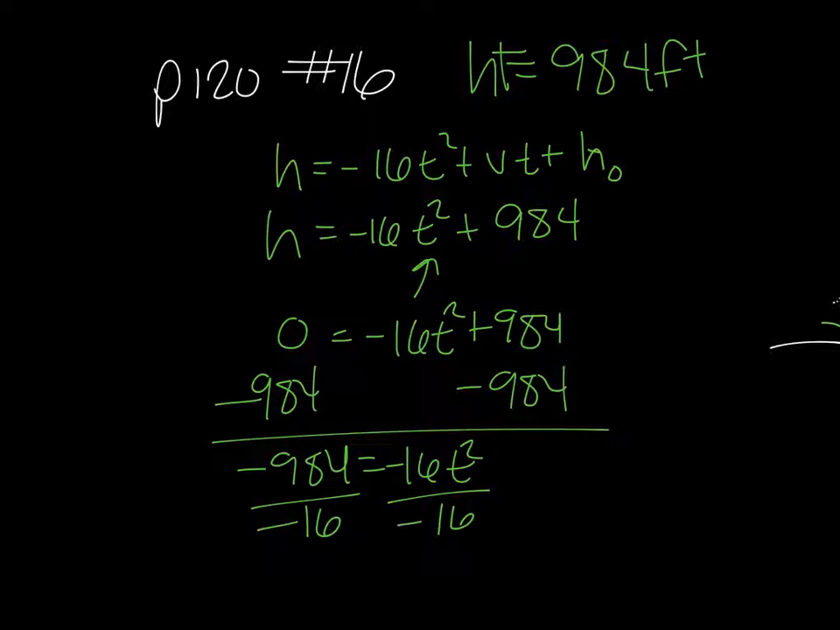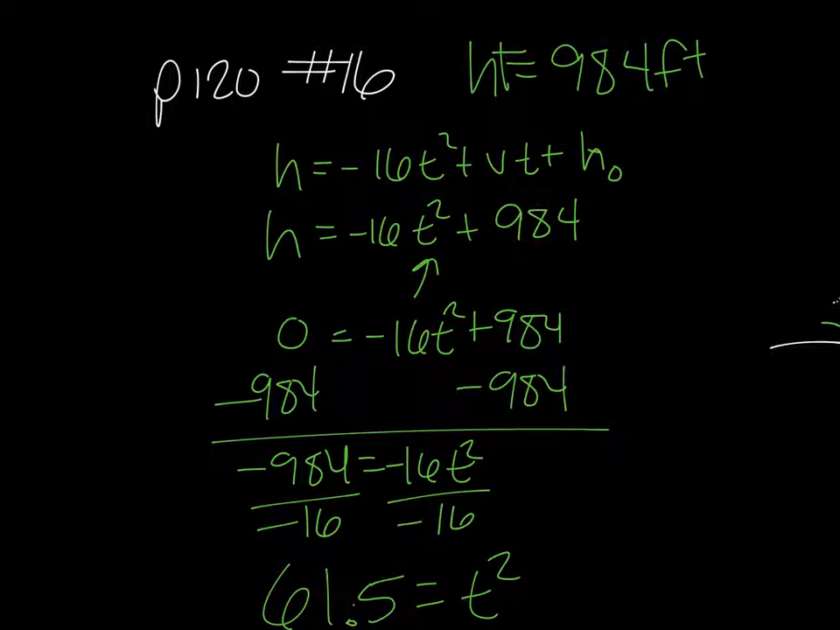Okay, so I've got 984 divided by 16. That's gross. Okay, that's because it was wrong. Let me try that again. You can't see my calculator on the big board? Yeah, you can. Not as I type, I can't see it either. Okay, so 61.5. So we get 61.5 equals t squared.